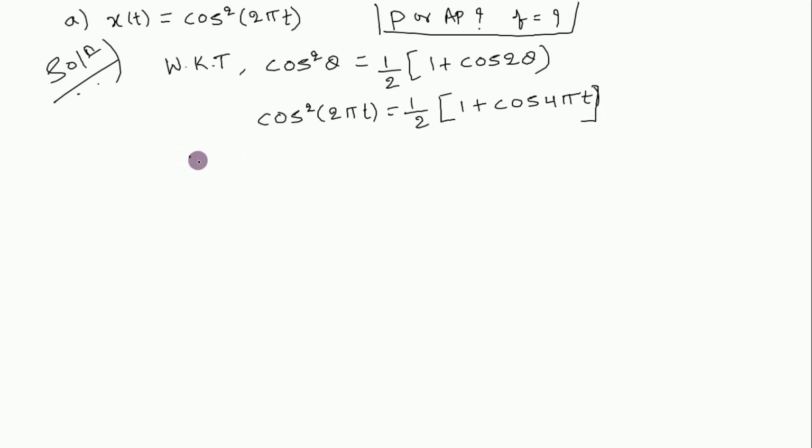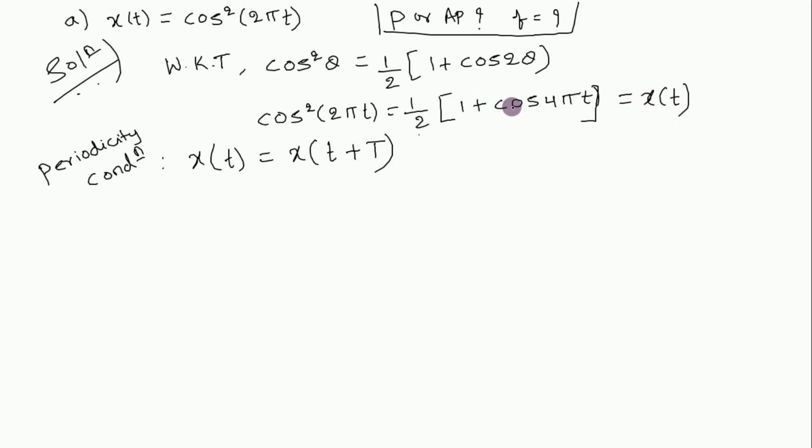Now we will start with the periodicity condition. So what's the periodicity condition? x of t should be equal to x of t plus capital T. So here, cos square of 2 pi t, this is my x of t.